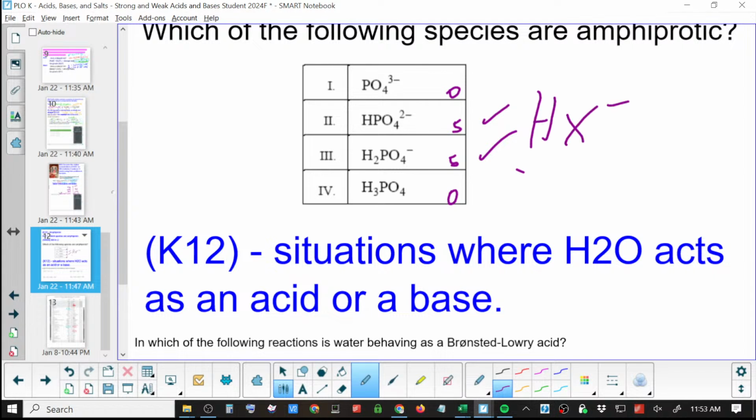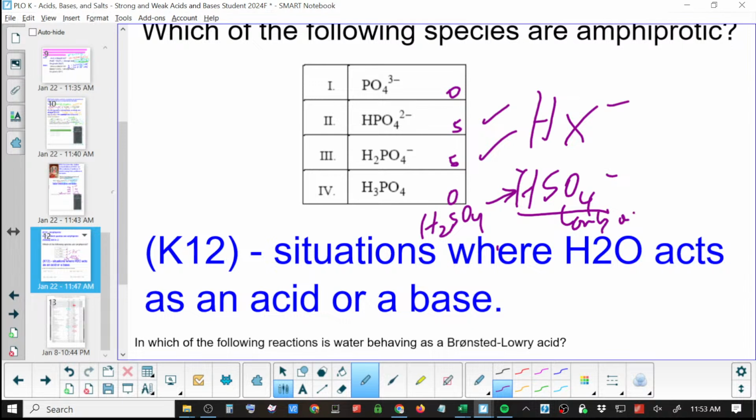Bonus question, which compound has the formula HX minus but is not amphiprotic? That you were warned about. Much like your parents warned you about strangers. HSO4 minus. Why is that not amphiprotic? Because it's too strong an acid. Which acid? H2SO4. So H2SO4 is a strong acid. It's a one-way arrow. It makes this. So this cannot accept a proton. This is only an acid.